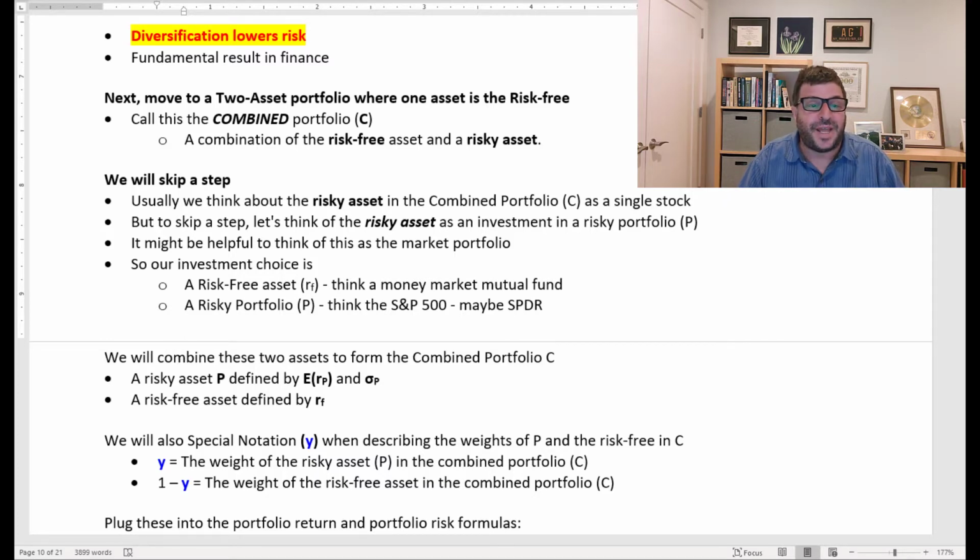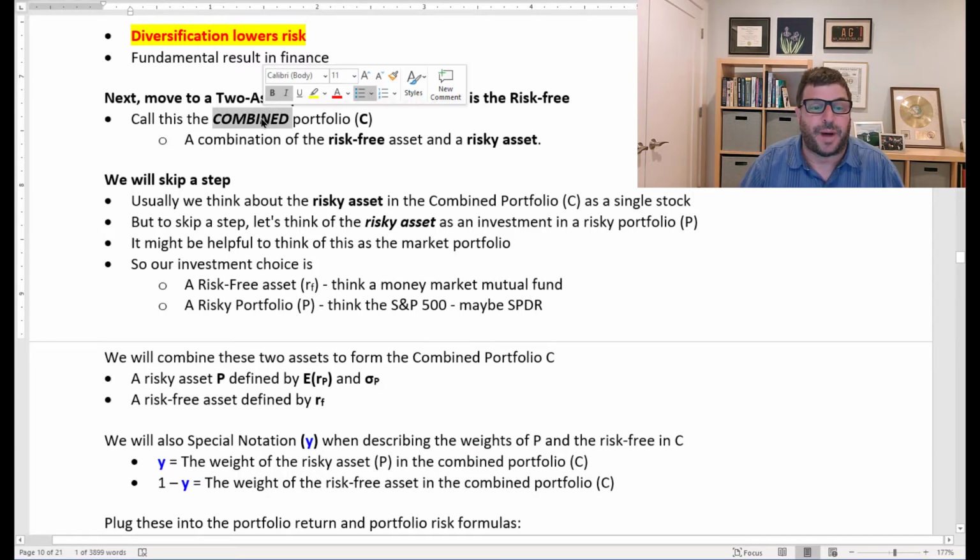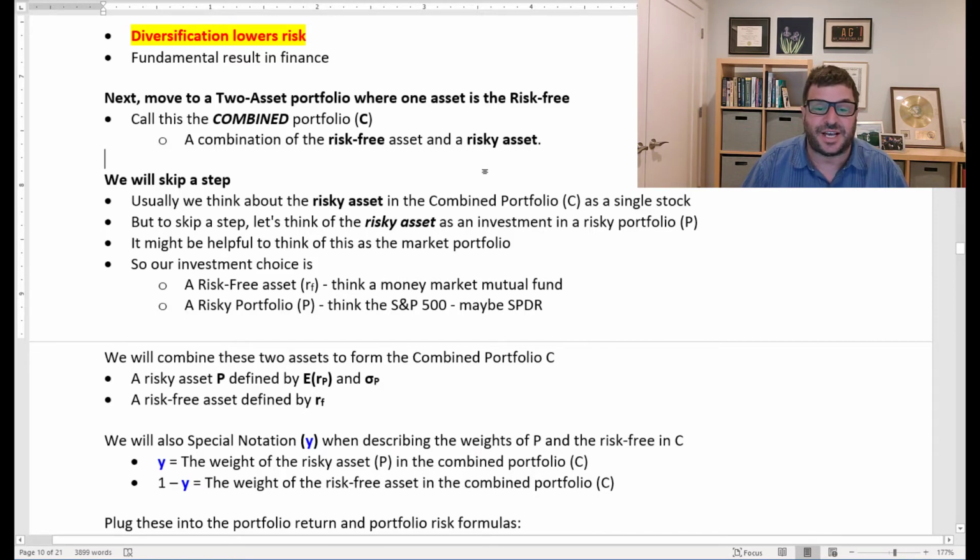We're going to have a special name for this two-asset portfolio, where one is the risky and one is the risk-free. And we're going to call this the combined portfolio. And I'm using the terminology that's in the textbook. So the combined portfolio is a combination of the risk-free asset and a risky asset. They are combined together.